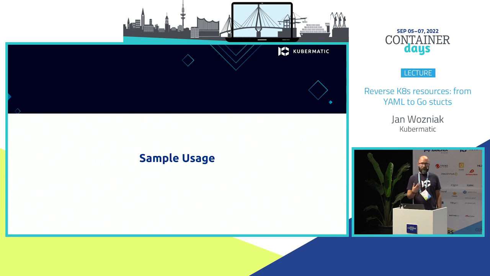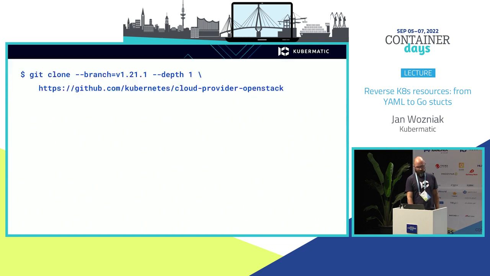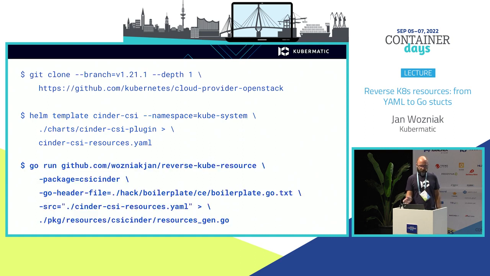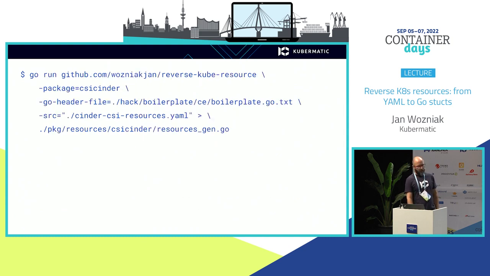And before I go to CRDs, I would like to first tell you something about the sample usage. So how do you currently use the reverse kube resource? You can clone and render your Helm chart, so you have a YAML. Then you feed that YAML into reverse kube resource. The arguments are currently irrelevant and unimportant. It's just the fact that they exist.